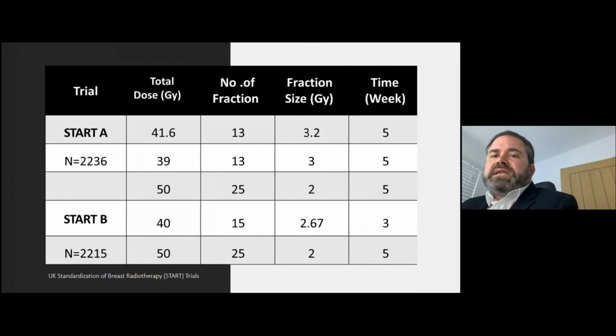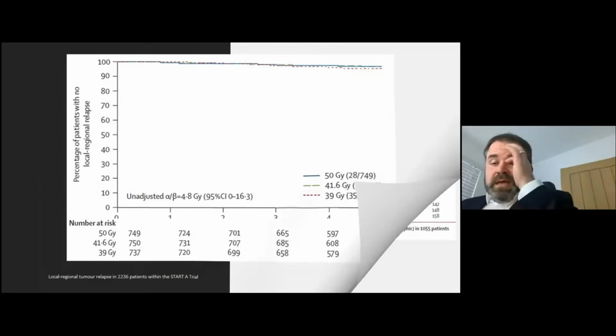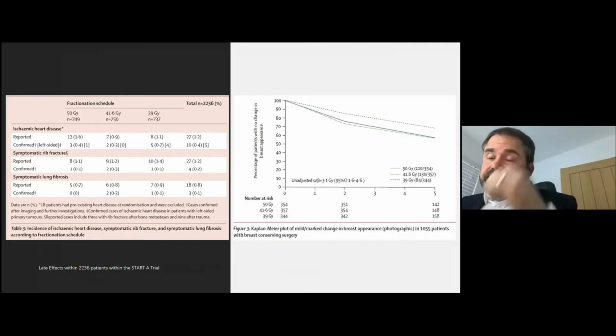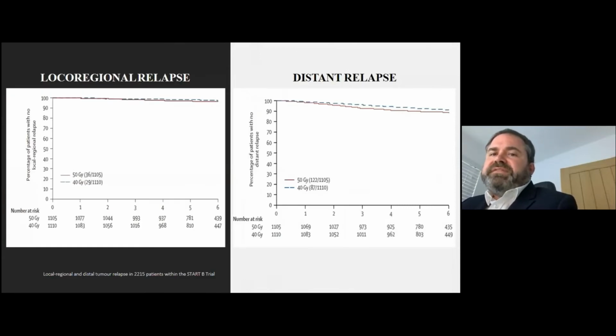If we look at the UK START A and B studies recruiting over 4,000 women, again comparing hypofractionated regimens, we move on to the next slide. You can see that the equivalence between the 50 gray versus the 41 and the 39 were equivalent in terms of local regional relapse. Next slide. And in terms of cosmesis, you can see that the 50 gray seemed to be as good as 41.6 gray. Next slide. Loco-regional relapse and distant relapse between 50 versus 40 again seem to be very similar. Next slide.